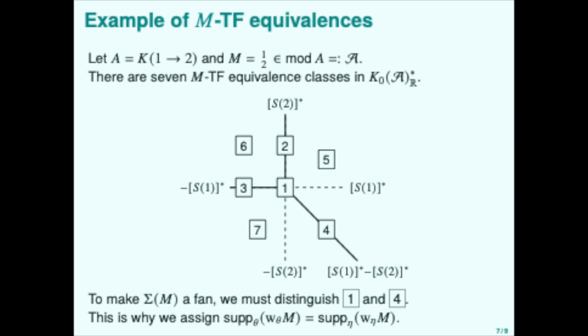I use the same algebra and let M be the indecomposable projective-injective module denoted by 1, 2. Then there are 7 MTF equivalence classes. The first one is the origin again, and there are 3 half lines from the origin. And the remaining 3 are open sets of K0 R star. And we remark that in order to make sigma M a fan, we must distinguish 1 and 4. So this is the reason why we impose the condition on composition factors.